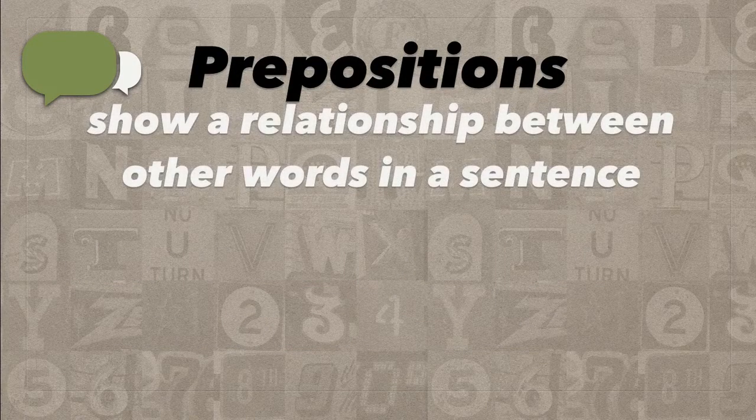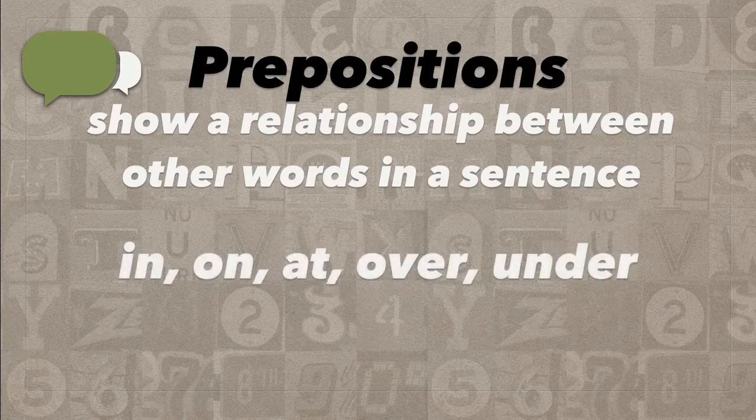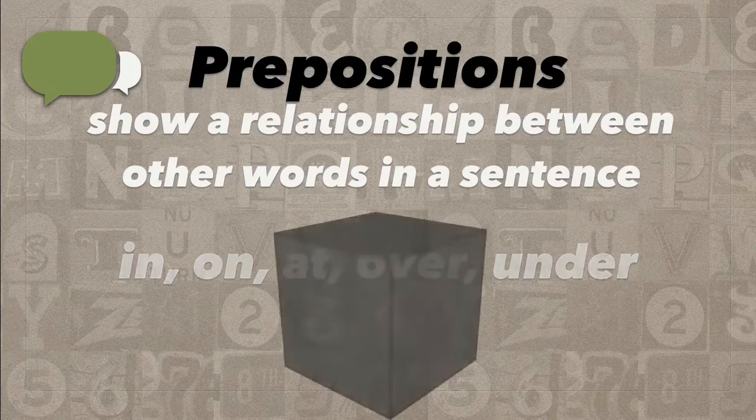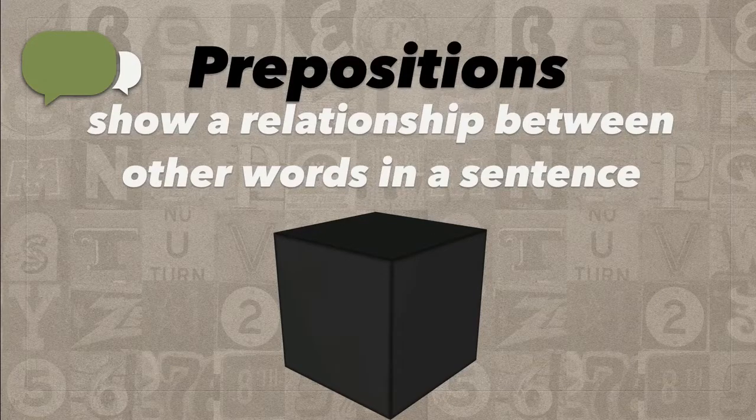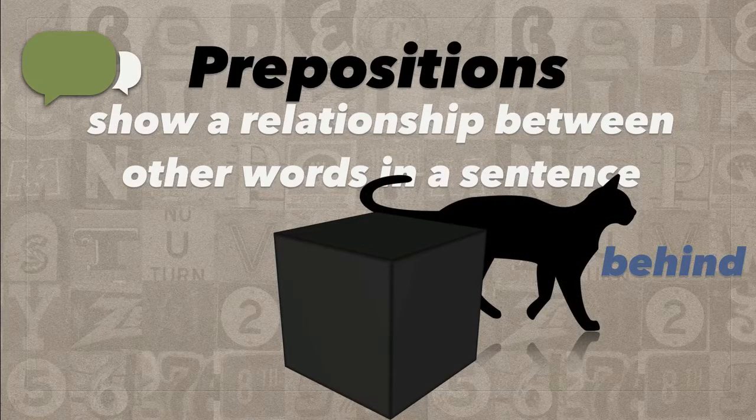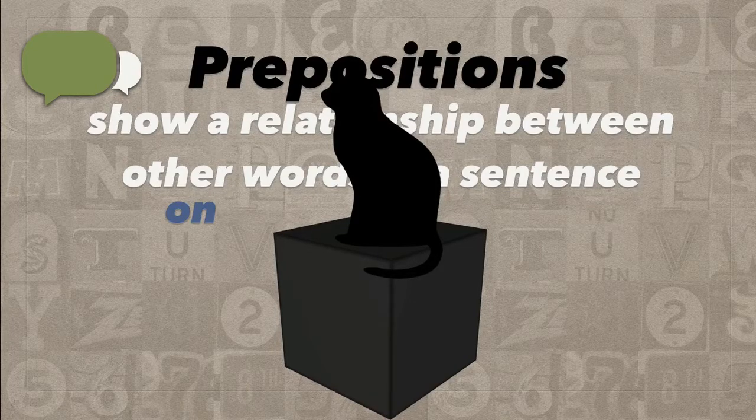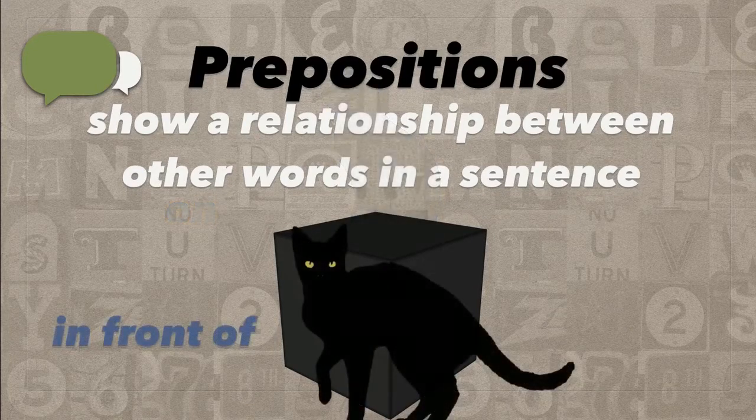Prepositions. Prepositions show a relationship between other words in a sentence. Words like in, on, at, over, under. Take this box, for example. Let's put a cat in different places and use prepositions to describe where that cat is in relationship to the box. The cat is behind the box. The cat is on the box. And the cat is in front of the box.